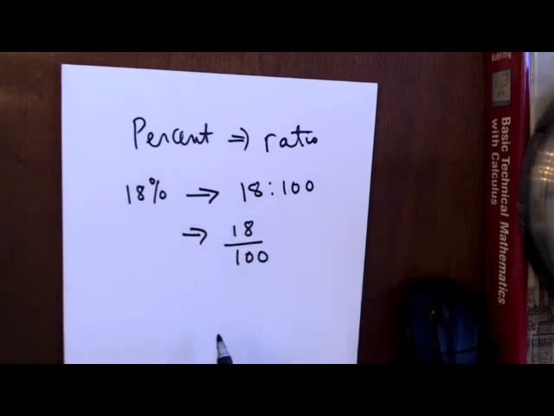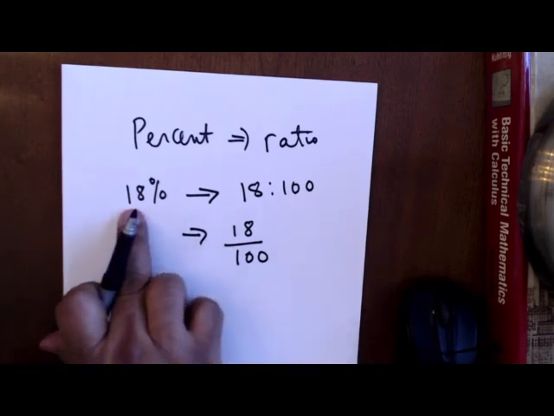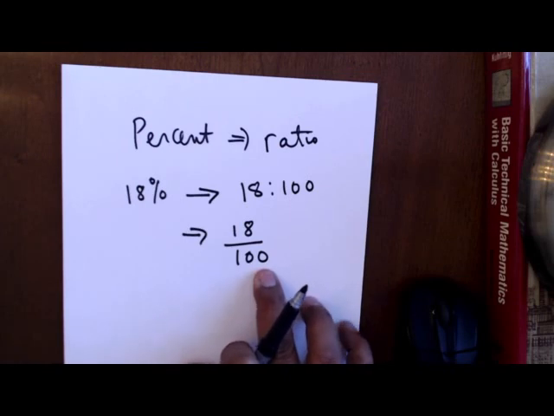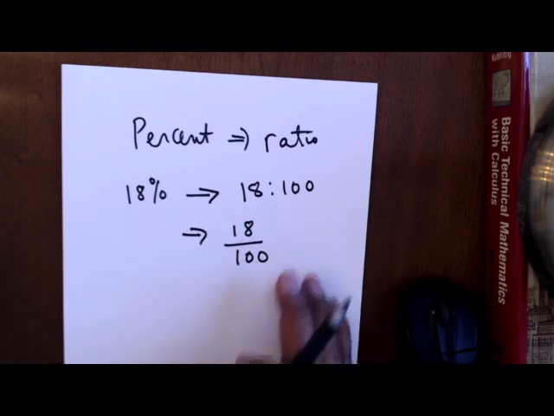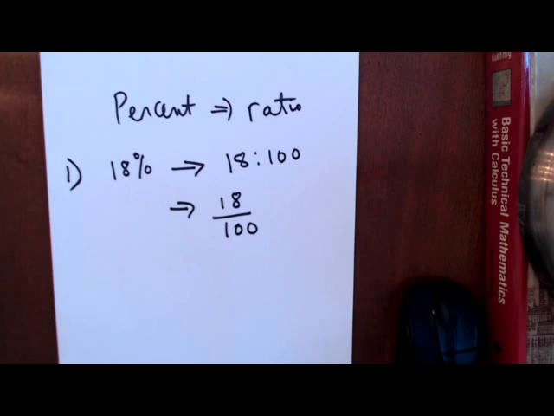And once you have this percentage represented as a ratio, that's the way you do it, right? You can simplify it more if you like, but that's good enough for now. That's example number 1. Example number 2.